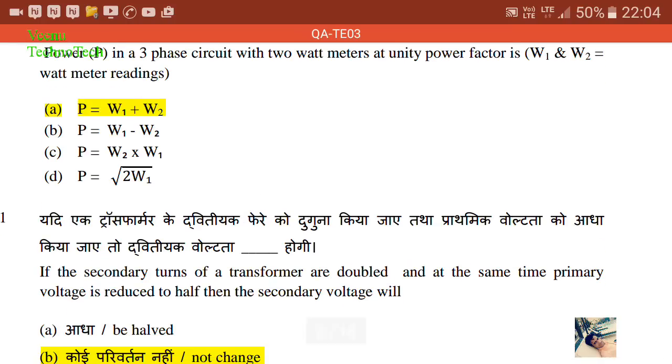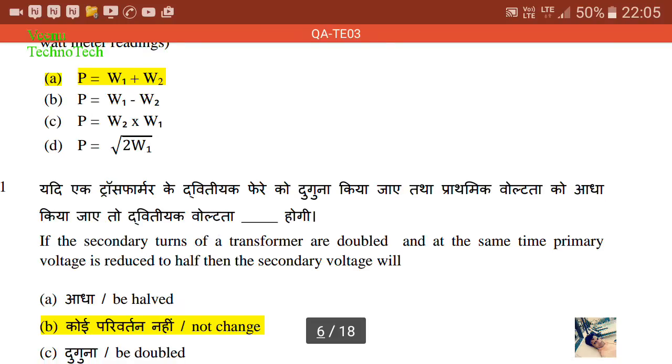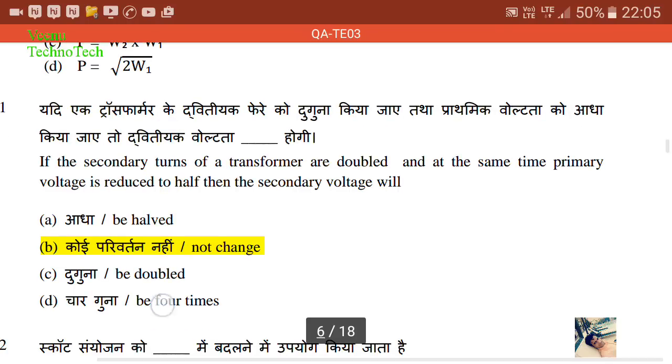Power added simply. If the secondary turns of a transformer are doubled and at the same time primary voltage is reduced to half, then what will the secondary voltage be? If we double the secondary winding, then it doubles the output, but at the same time we are reducing primary voltage to half, so they nullify each other's effect. So correct answer is B, no change.